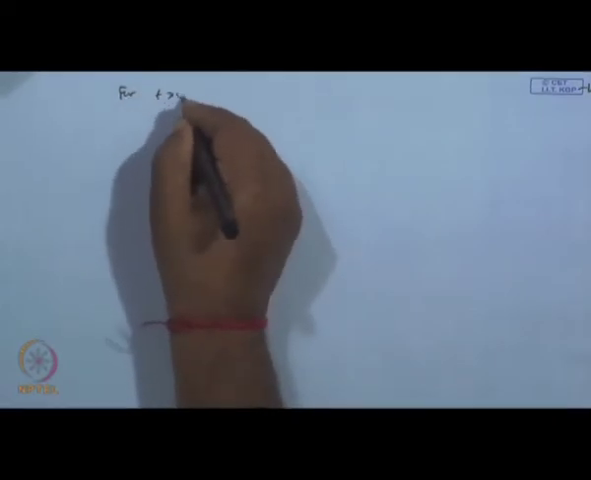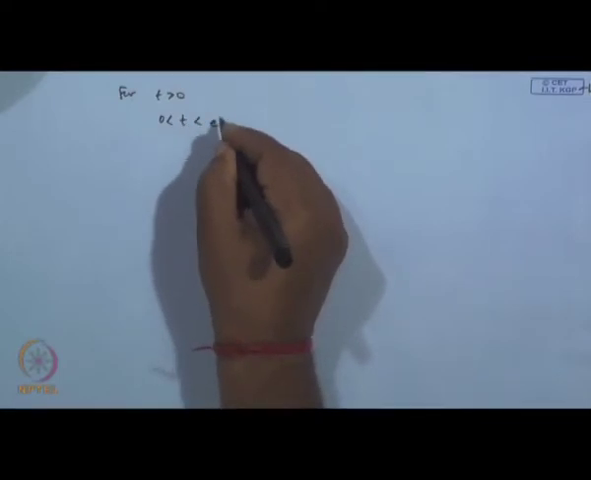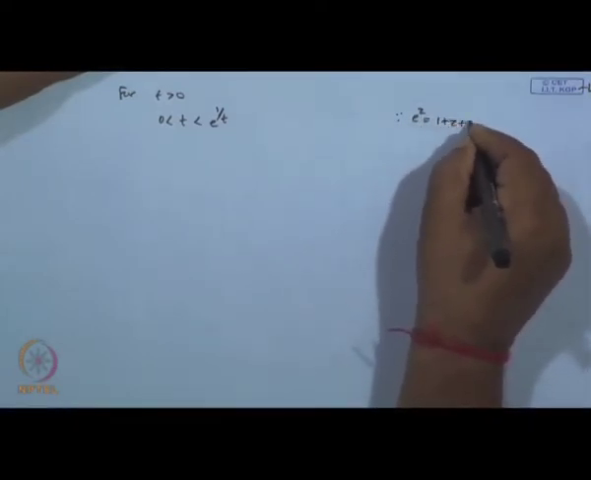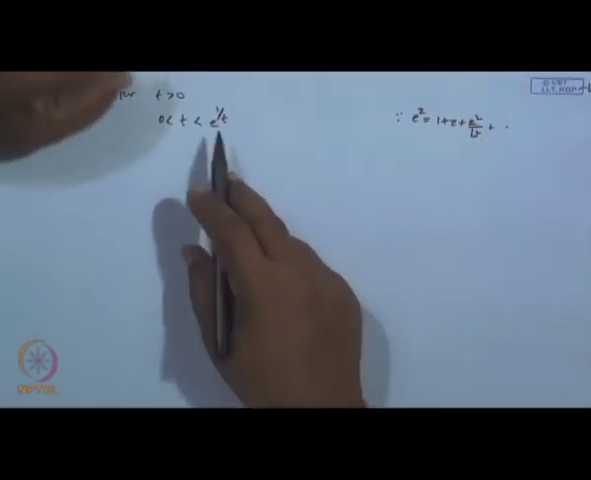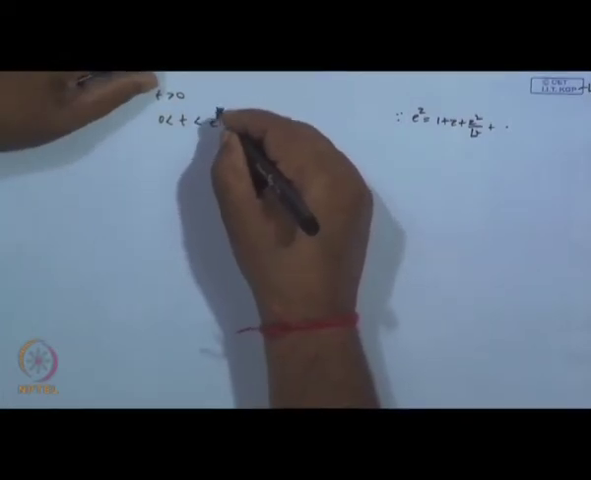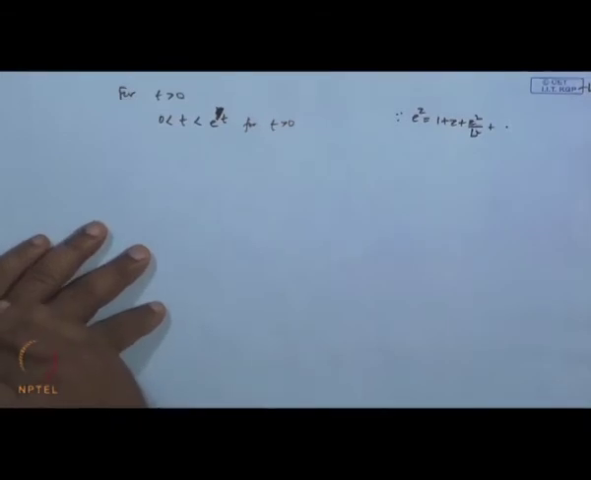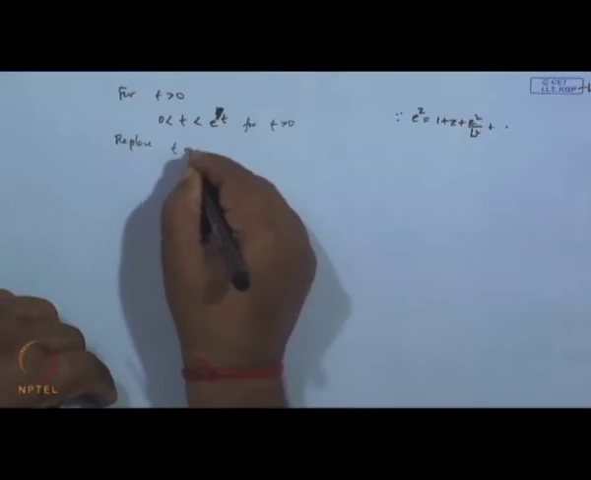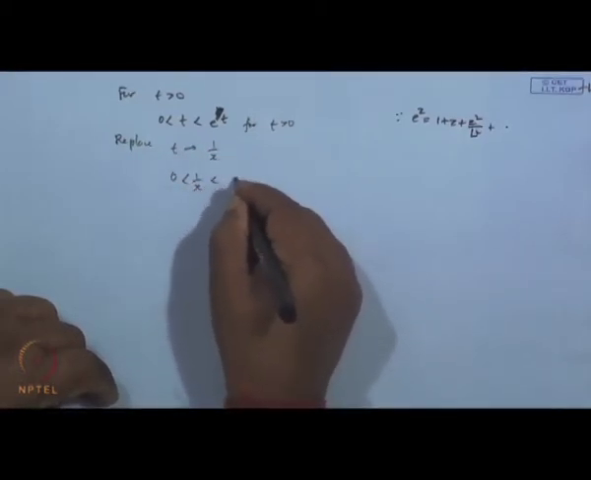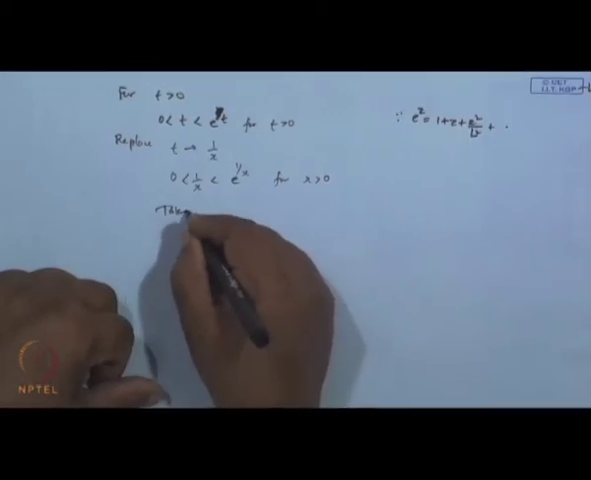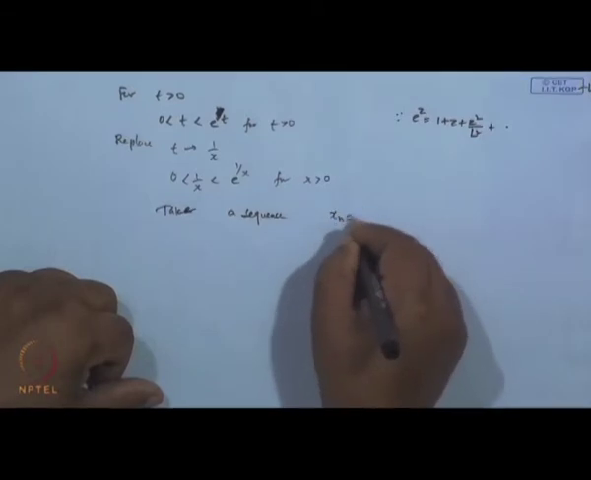Why is it so? Because for any t greater than 0, we have 0 less than t less than e to the power t, because of the expansion of e to the power t, which is 1 plus t plus t square by factorial 2 and so on. So obviously 0 is less than t less than e to the power t, and this is true for all t greater than 0. So when you replace t by 1 by x, what we get is 0 less than 1 by x less than e to the power 1 by x for x greater than 0. Clear? For x greater than 0. Now, if we take a sequence x_n, say 1 by n, which goes to 0.